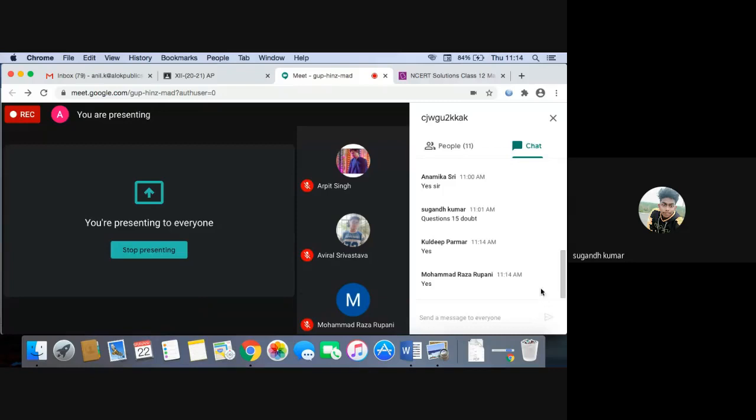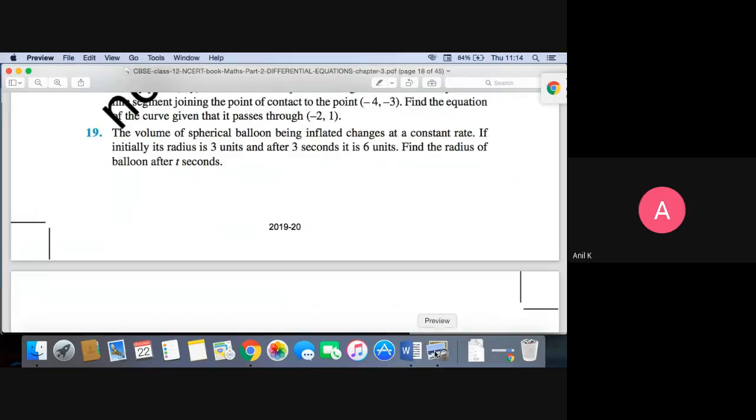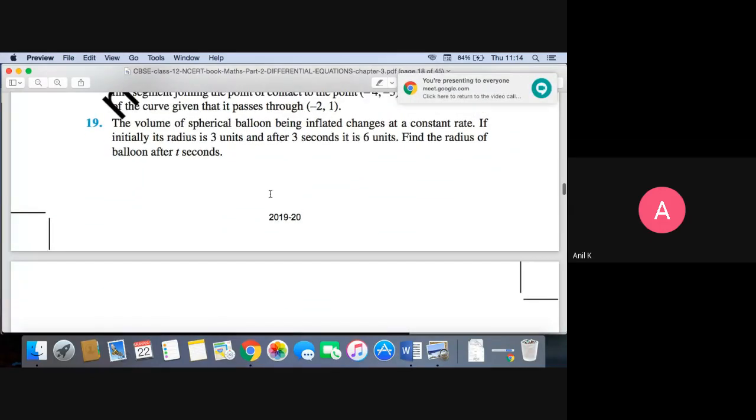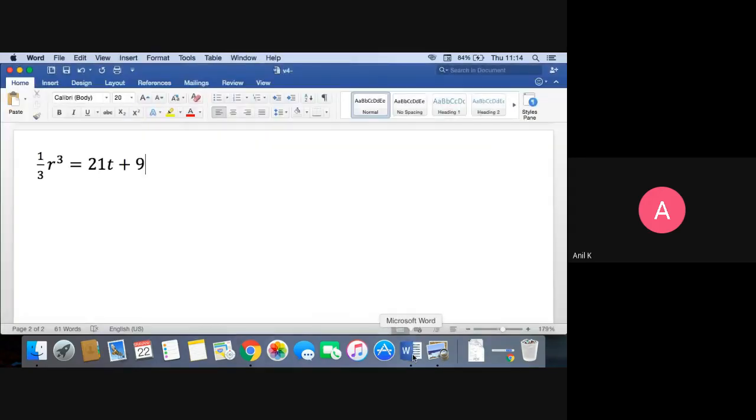Like this, there will be word problem questions where you need to understand what is given and how to solve it. Here two conditions are given. Whenever they use the word initially, that means when time is 0. Initially means time is 0, then the radius is 3. After 3 seconds means when time is 3 seconds, then the radius is 6 units. You can check whether your answer satisfies the given condition or not.